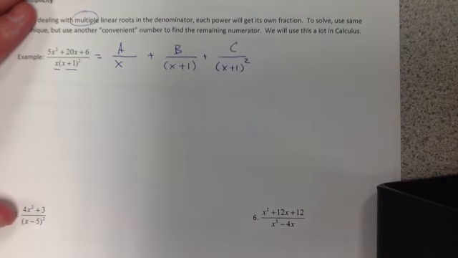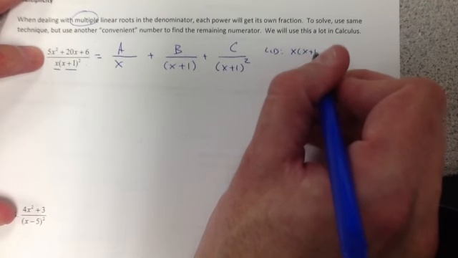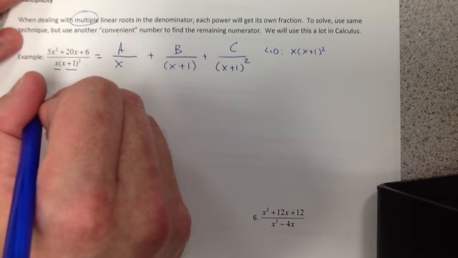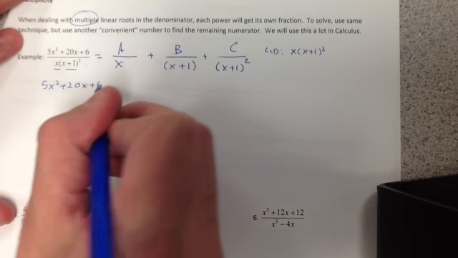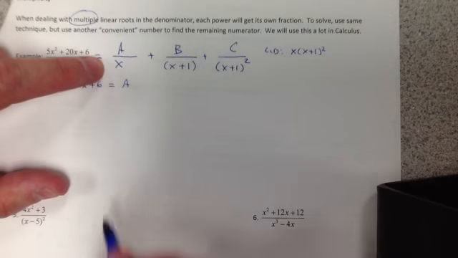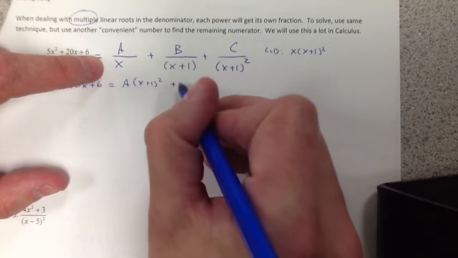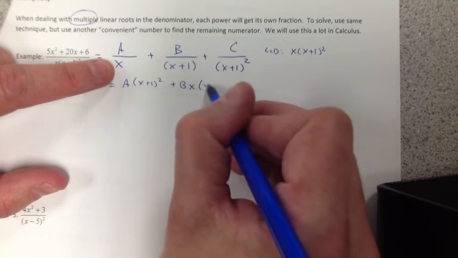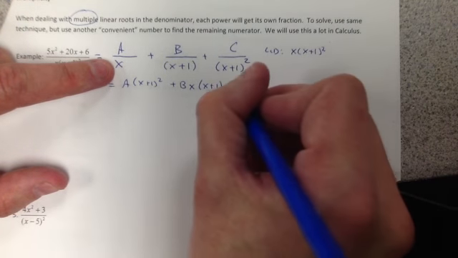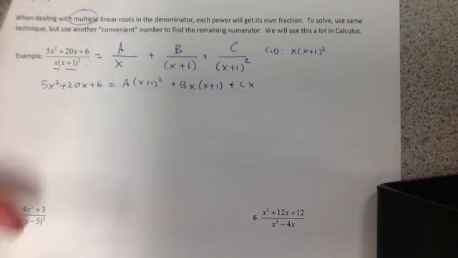Then we're just going to give each one an a, a b, but this time we have to use a c. Now, when you multiply by the LCD, be really careful. It's going to be x, x plus 1 squared. So when I multiply through, we're still going to get this 5x squared plus 20x plus 6. The a, it has the x. What's it missing? The x plus 1 squared. The b, it has the x plus 1. It's missing an x, but it's also missing another x plus 1. So I have to write that out. The c, it has the x plus 1 squared. It's just missing its x. And I solve it the same way.